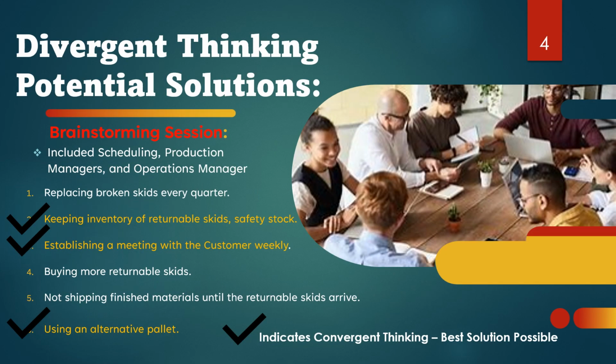I then asked my coworkers if they wanted to do a brainstorming session with me. I'm the supply chain analyst, and I asked the production manager and the ops manager to join along. We get along really well, so the thoughts flowed freely. Using convergent thinking, we came up with the best solutions possible: keeping inventory of returnable skids with a safety stock, establishing a meeting with the customer weekly, and using an alternative pallet.